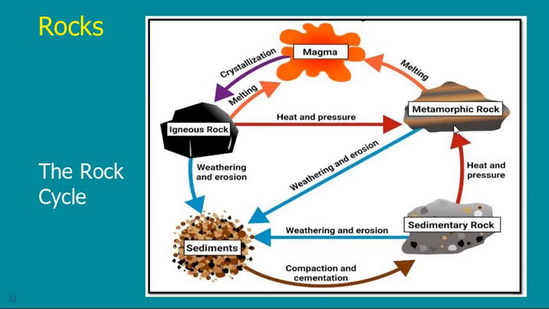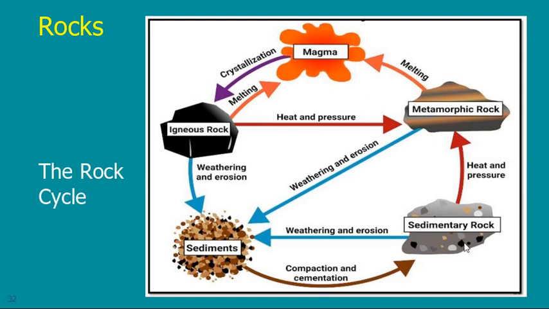As I said, metamorphic was once another type of rock. So metamorphic was once either igneous rock or sedimentary rock. So sedimentary with heat and pressure can be metamorphic, igneous with heat and pressure can be metamorphic. So this is the first glimpse of this photo.